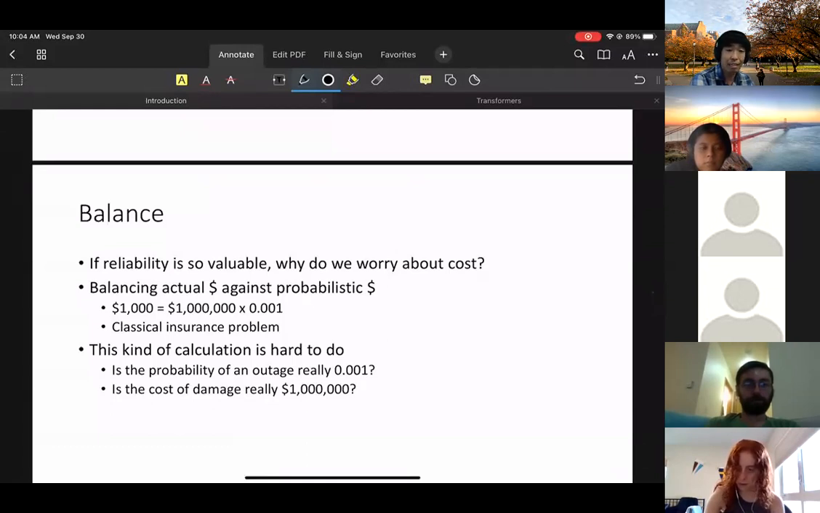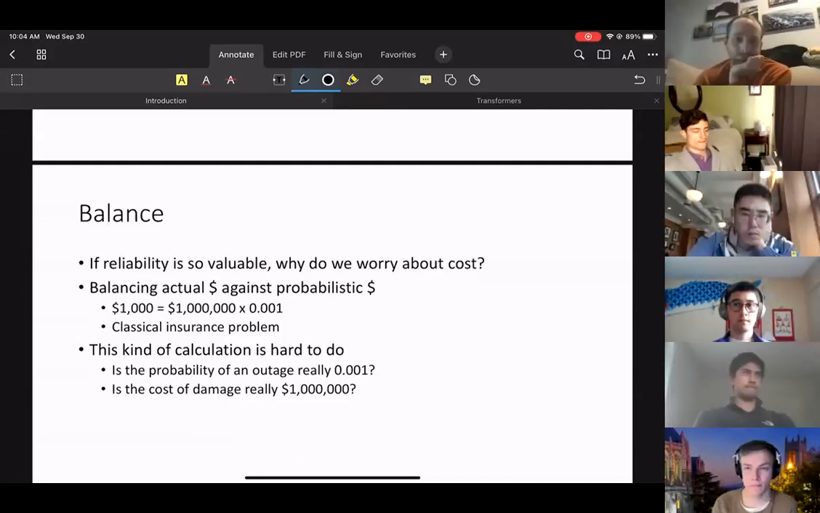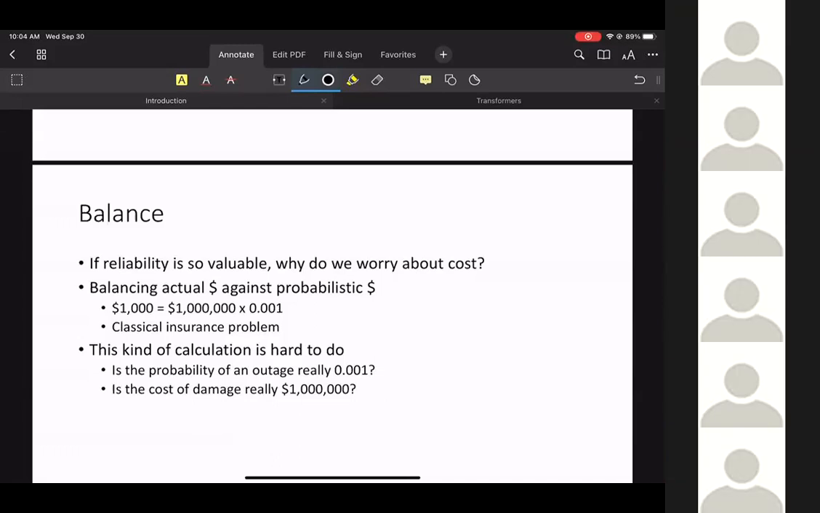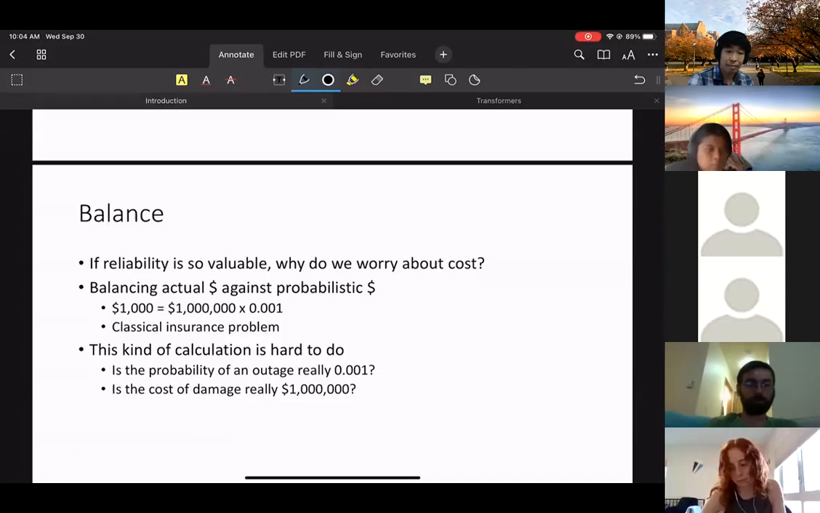When you're designing a system, how do you think about a cost that you will always have, that means generating power, transmitting power, versus a cost that you may have happen, but the chance of happening is very low? This kind of calculation is challenging to do. It's not the easiest thing to do, and this also has numbers that are very hard to quantify.